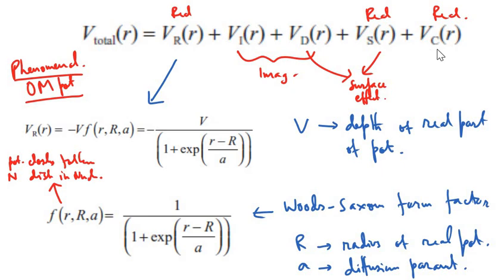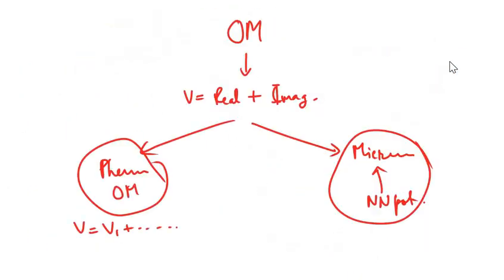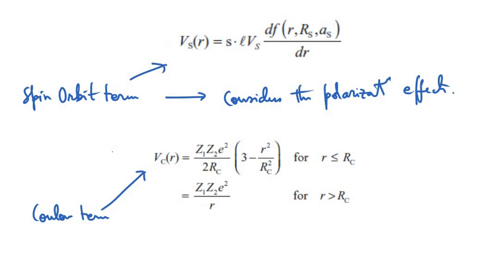Again, see, we have introduced the Coulomb term here, right? This was the Coulomb term. Basically this was introduced mainly for considering charged particle scattering.